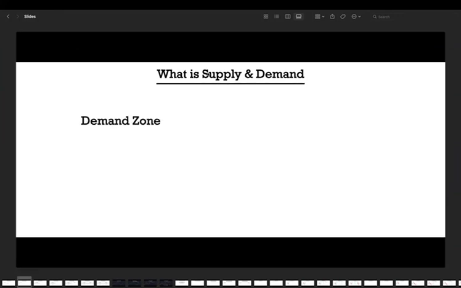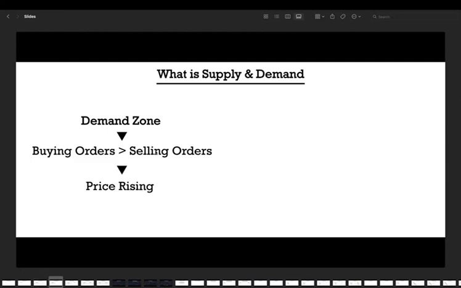So now let's talk about supply and demand. Everything is really similar to support and resistance, but still there are some differences. A demand zone is another key level, a special zone on the chart, where buying orders are significantly more than selling orders. And because of that, the price is rising.